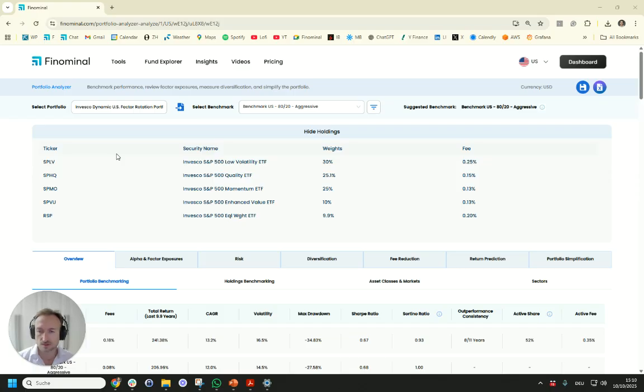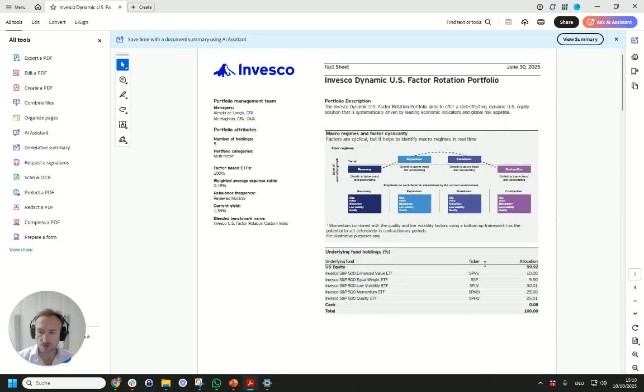Now, the goal of this strategy is effectively to recognize that factor investing is cyclical and to try to take advantage when certain factors are performing better and when other ones are performing worse. And before we look at the portfolio on our platform, let's have a quick look at the fact sheet in a sense of what Invesco is specifically doing.